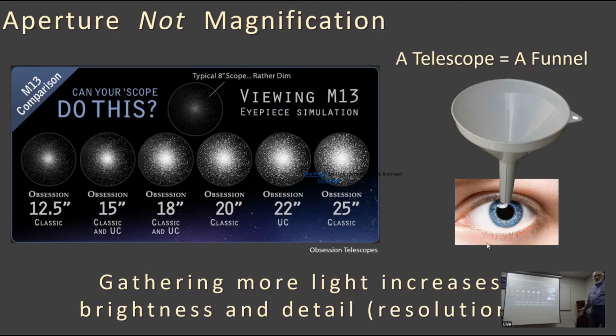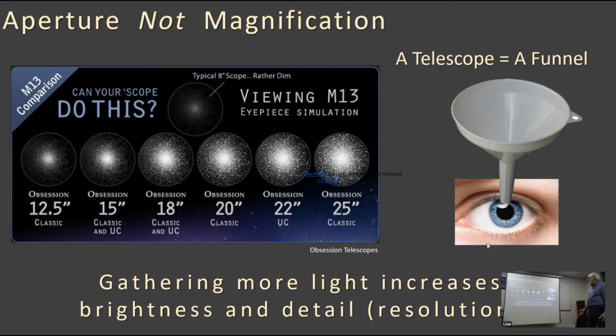So think of a telescope as a funnel, and the larger the funnel, the more light that you can bring into your eye. So the little illustration here that Obsession Telescopes uses, you can see that there's an 8-inch telescope that shows M13, and the image is just very faint. But as you get larger in the telescope, the image gets brighter, and it brings out more detail that's there in M13. So larger is better. So the larger the telescope, to a certain point, is better.